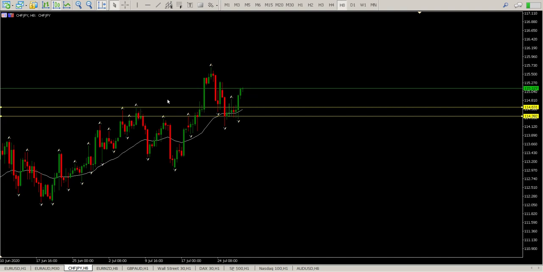These were the 2 levels that we should have been looking at: 114.631, and then ultimately 114.392. And you can see 114.392 had been respected quite a few times. So you could see there were a lot of buyers scaling in here.